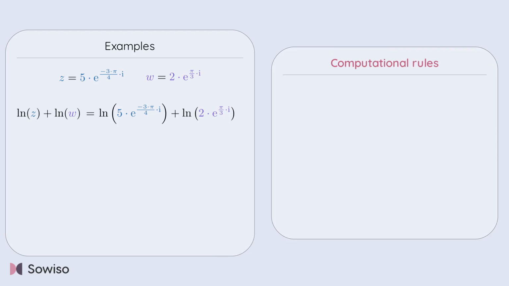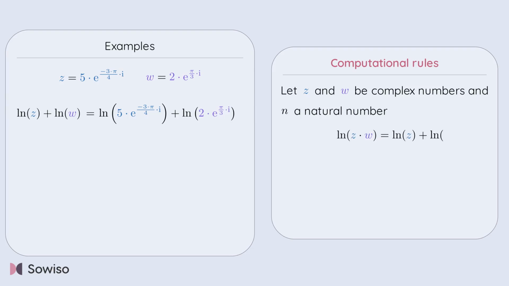Let us first look at the theory. Consider two complex numbers, z and w, and a natural number n. The logarithm of z times w is equal to the logarithm of z plus the logarithm of w. Applying this rule to the example, we get the logarithm of 5 times e to the power of negative 3 pi over 4 times i, times 2 times e to the power of pi over 3 times i.